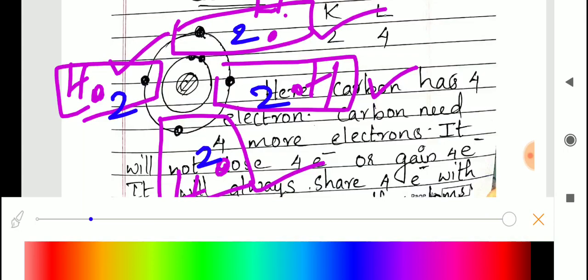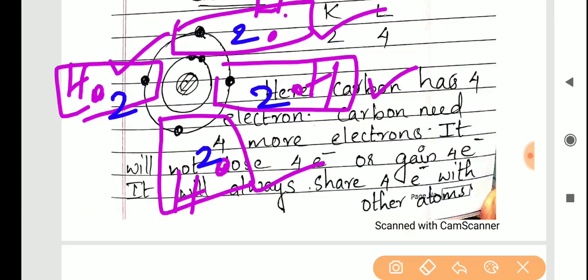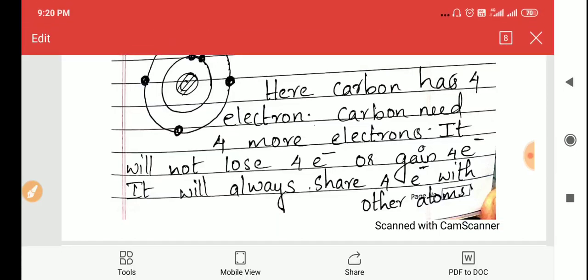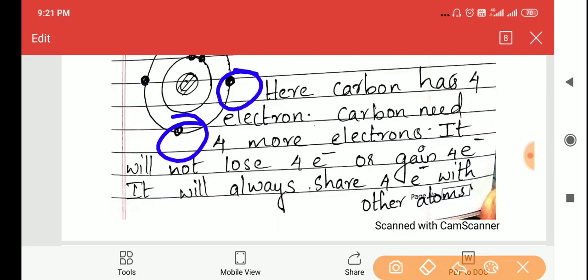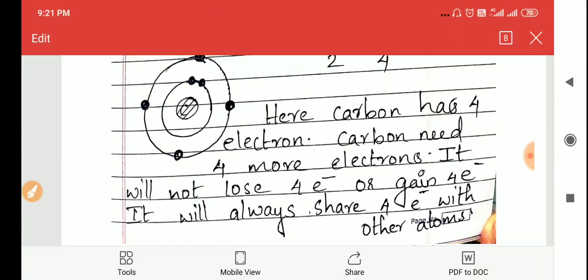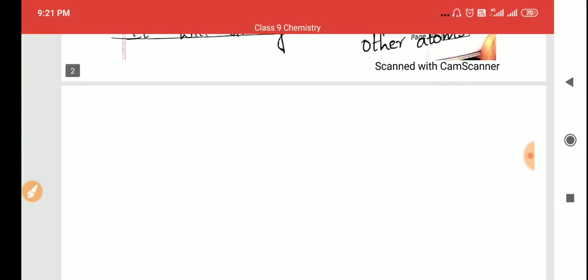So now carbon is stable, hydrogen is also stable. How did they attain stability? By mutual sharing of electrons. So in this case, how many electrons has carbon shared with the hydrogens? Carbon shared its 4 electrons with hydrogen. So the valency of carbon will always be 4. Understand? So this is valency.